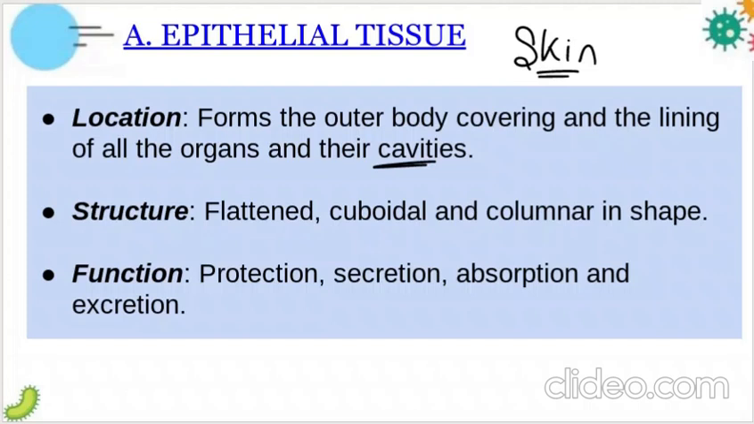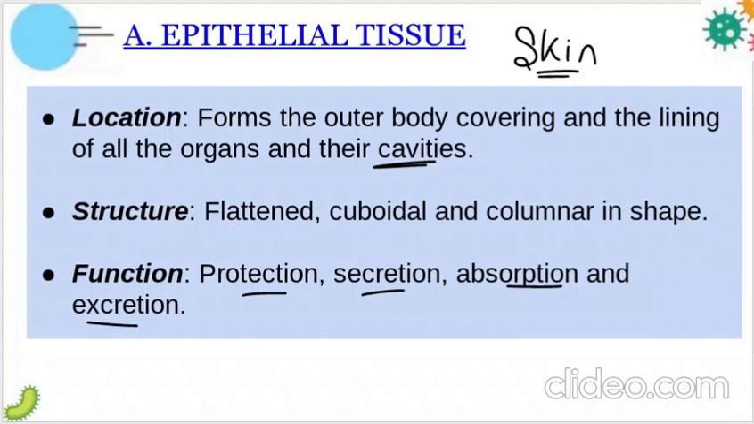What is the structure? There are various types. The common structures are flattened, they may be cuboidal, they may be columnar also. The main function of the epithelials is protecting the organs, secretion, absorption, and excretion also. They are mostly present in the skin, lining of the mouth, blood vessels, alveoli, and kidney tubules. All of these are made up of epithelial tissues.